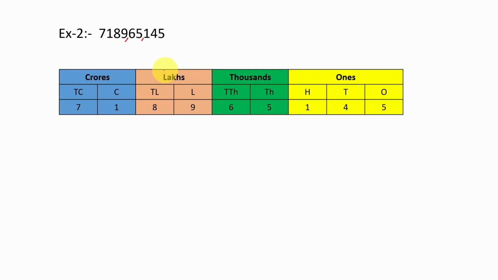Okay. Next, lakhs. What are the digits in the lakhs period? 9 and 8. After 8 place a comma. So after the ones period, after the thousands period, after the lakhs period, we have inserted commas. This is the way to insert commas. Always follow the rule. While inserting, you have to start from the right hand side. Next, how to read this number.